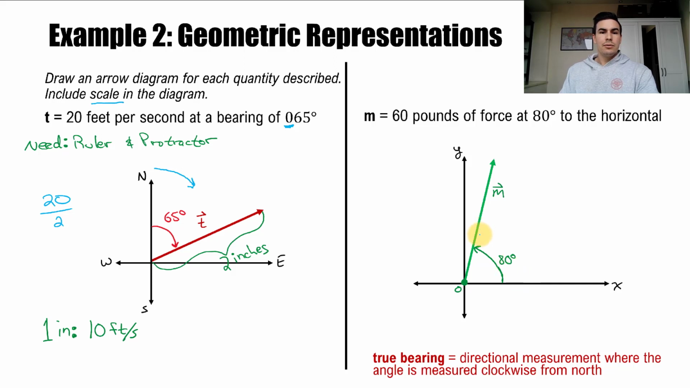All right, and then let's say I drew this with a magnitude, or length, of 3 centimeters. So my total magnitude here is 60 pounds of force. So I would need to say, okay, 60 pounds divided by these 3 centimeters. That means that for every centimeter on this vector here, that represents 20 pounds of force.